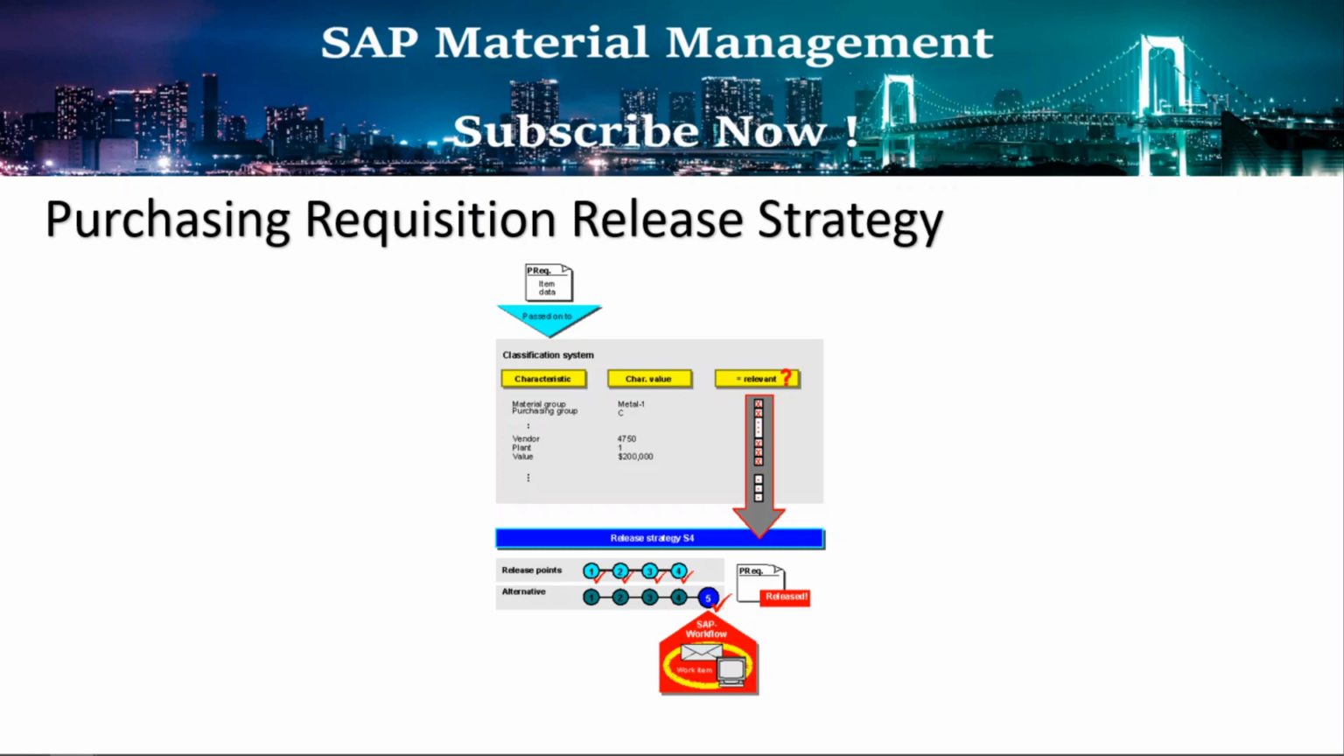In this case, a class with characteristics must have been created for each document. The characteristic values from a requisition are passed to the classification system. The system then checks whether the values correspond with release conditions. If so, it assigns a release strategy. The person responsible for the release codes processes the document in the sequence defined in the release strategy. In this case, we can also link to the workflow functionality.